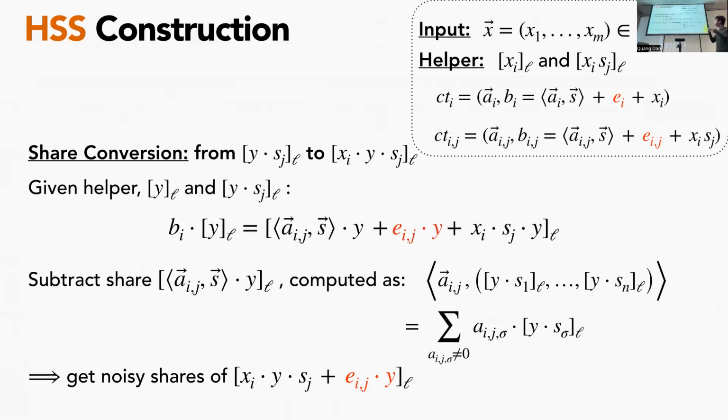Okay, now we do the exact same process to get from shares of y times sj to xi times y times sj. We basically just replace the ciphertext i with ciphertext ij. There's sort of a typo there: it's supposed to be bij times the secret share of y, but it's completely analogous. Okay. So that's roughly how the share conversion process works.